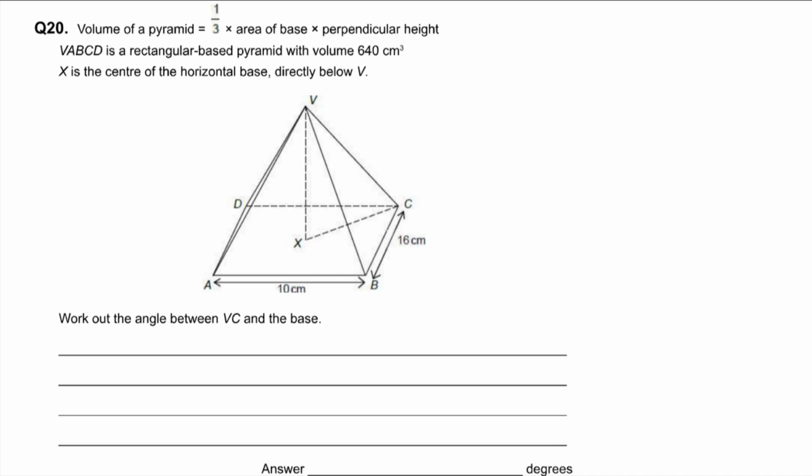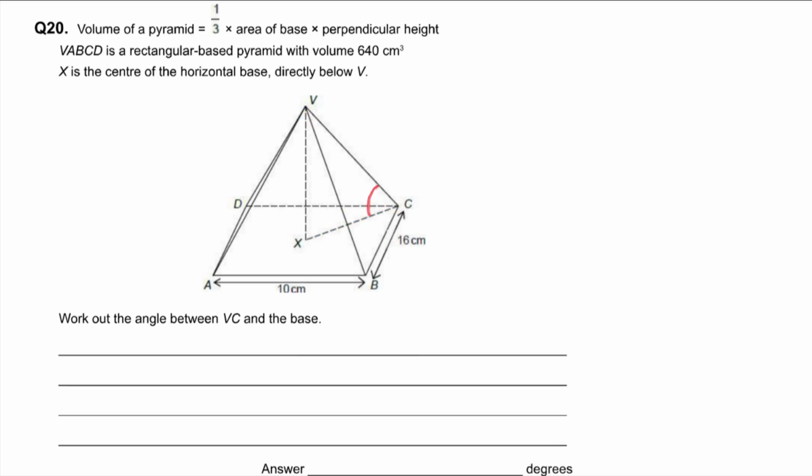perpendicular height. VABCD is a rectangular based pyramid with volume 640 centimeters cubed. X is the center of the horizontal base directly below V. Work out the angle between VC and the base. So the angle between VC and the base, we're talking about that angle there, aren't we? Between that edge VC and the line XC. That's the angle that we're looking for.